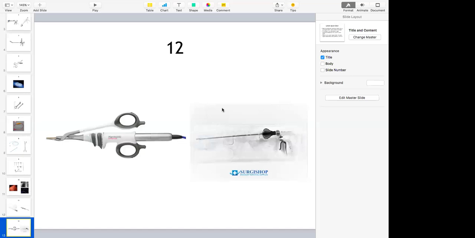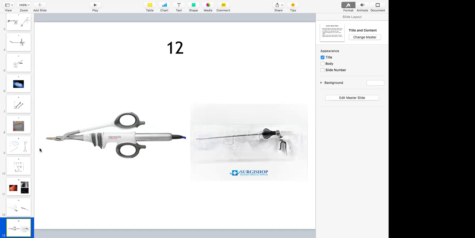Now this one, two varieties of the same instrument. This is a harmonic scalpel, or harmonic shear. Handpiece with transducer in the first picture. You must know which part is called what. And in the second instrument, you see the handpiece along with the laparoscopic torque. That is laparoscopic. It is longer and you can see the torque.